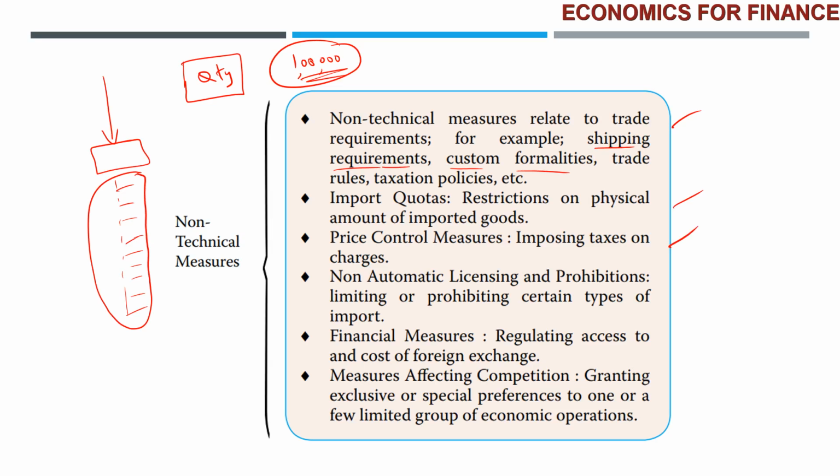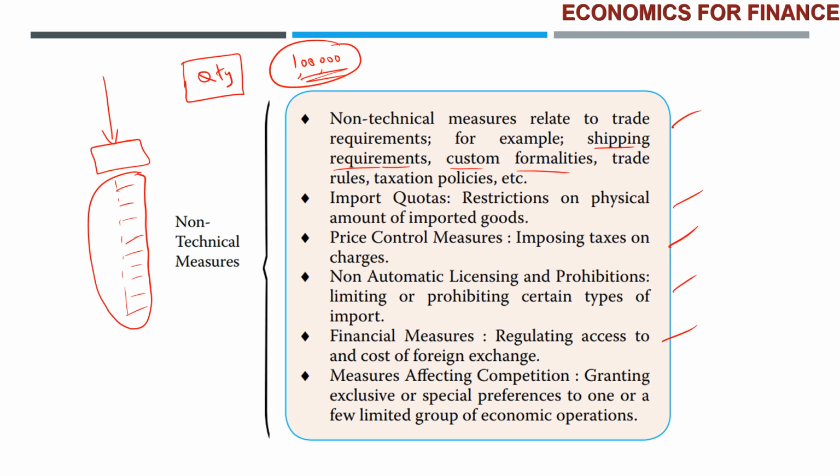Same way, price control measures can be there. Imposing taxes or charges is a kind of tariff measure only. Non-automatic licensing and prohibitions. Prohibitions means certain types of imports can be prohibited or limited, and we may say that licensing is not automatic. You have to go through a lot of procedure for an import license. Means we are discouraging imports once again.